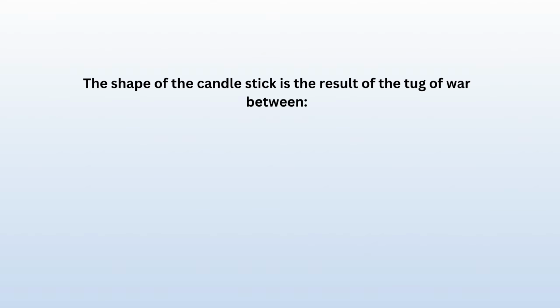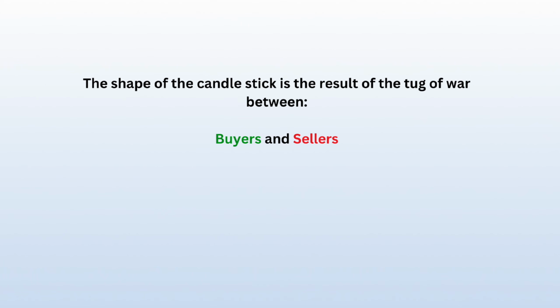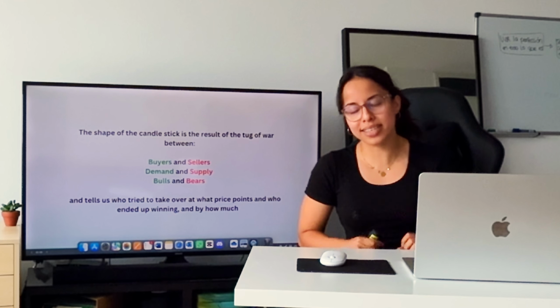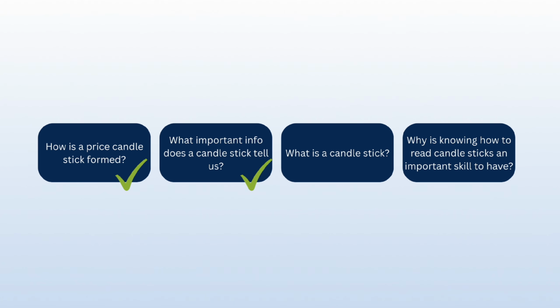This means that the shape of the candlestick is the result of the constant tug-of-war that is happening between the two parties. Call them however you want to call it. The fight between buyers and sellers, the fight between demand and supply, the tug-of-war between bulls and bears. And it tells us who tried to take over at what price points and who ended up winning and by how much.